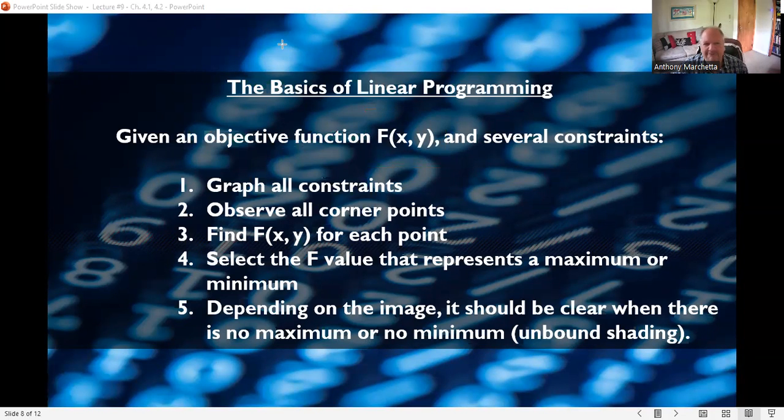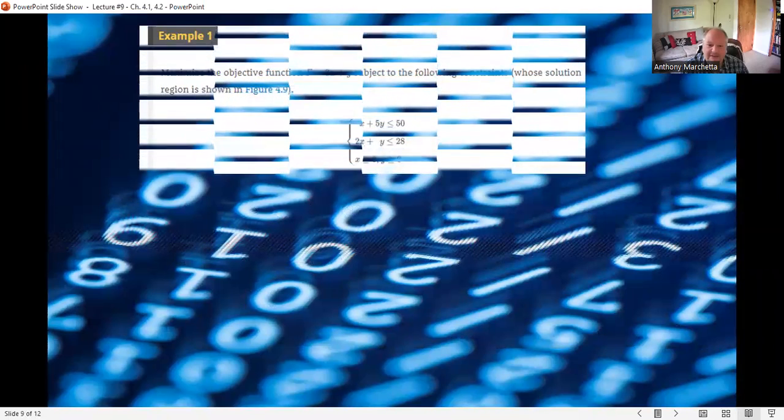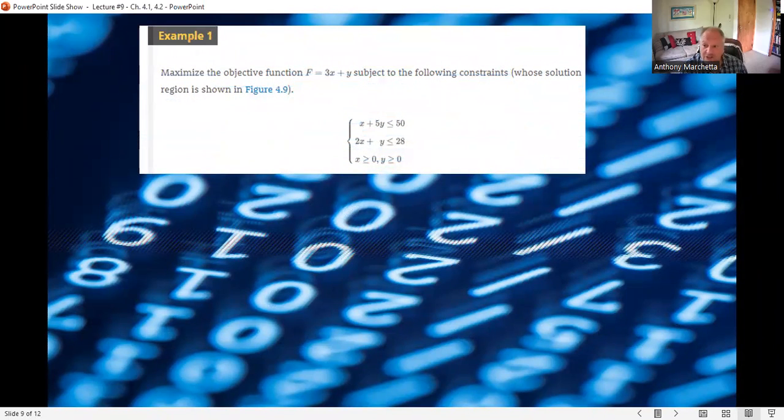Hard to explain without showing an example. Let's look at an example. It'll make a little bit more sense what I'm trying to say. So here we have a case where we're just doing algebra. We're just doing math. We're not doing an application. We're going to do this with a farm with corn and soybeans in a minute. But this is the actual math of it. The actual math of it is: maximize the objective function. And you'll notice it says f equals 3x plus y.